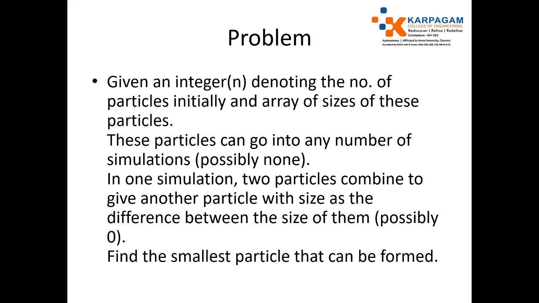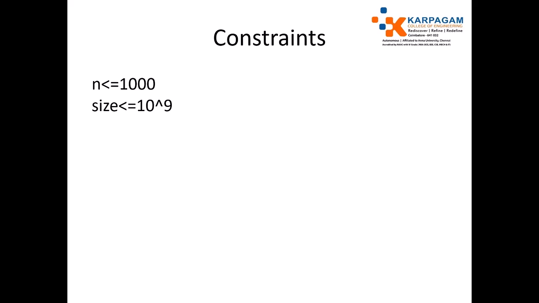Here we need to find the smallest particle that can be formed by using the simulation. Here the constraint is that n is between 1 and 100, and the size is less than or equal to 10 to the power 9.